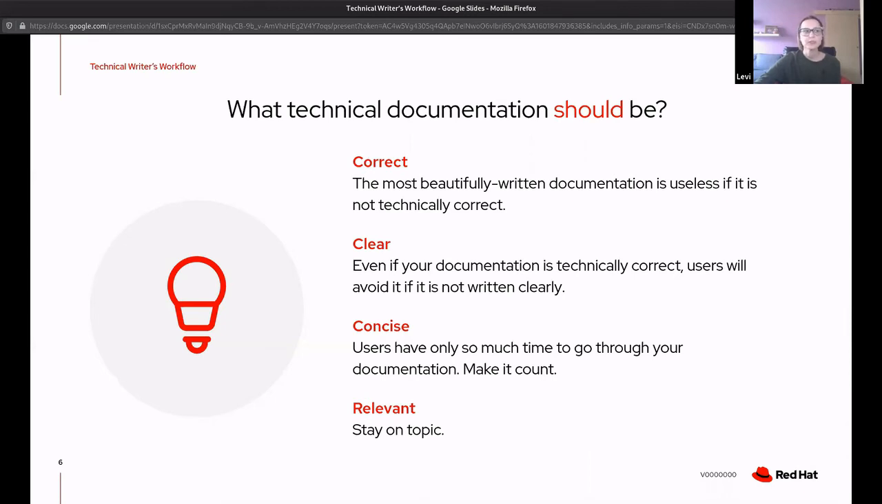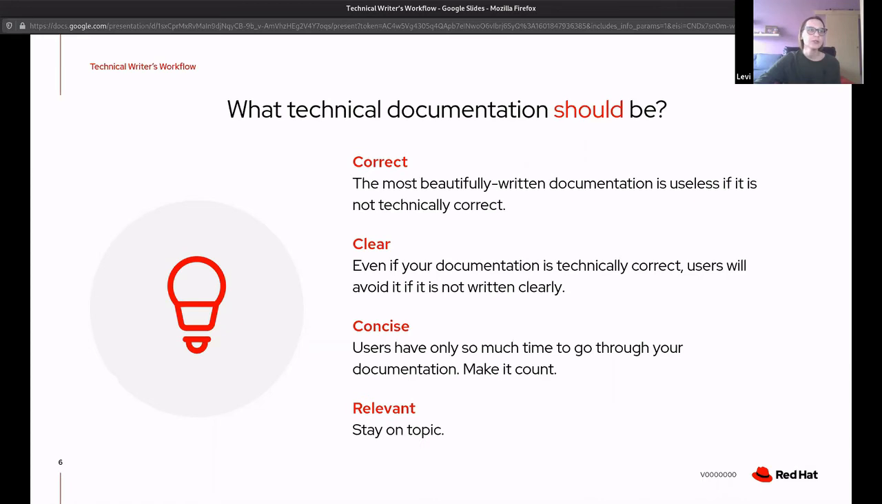Also, another part is making it relevant, because you can write a big manual, for instance, about Linux file permissions, but if the user is not interested in that particular thing and they came to the documentation just to see how to set the permissions, not to read about the whole history, that is not really good technical documentation in that case.